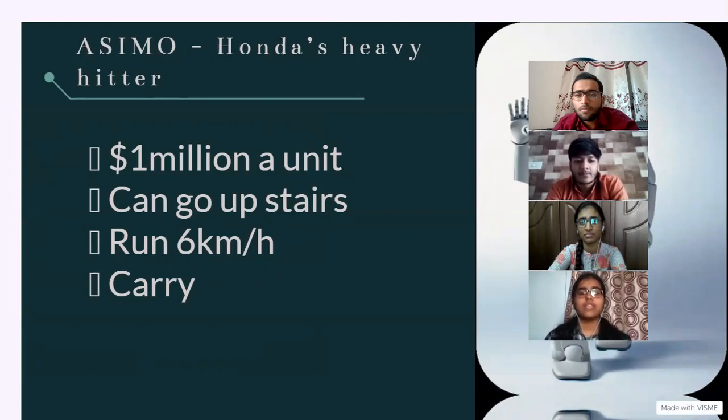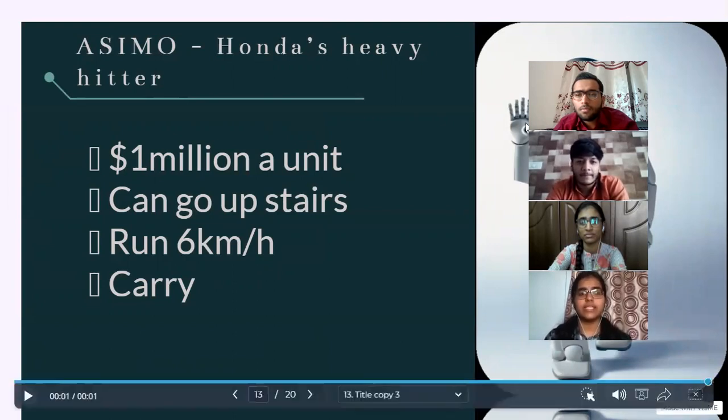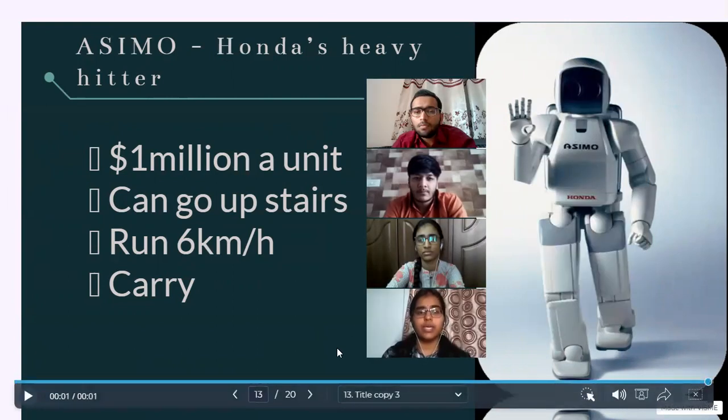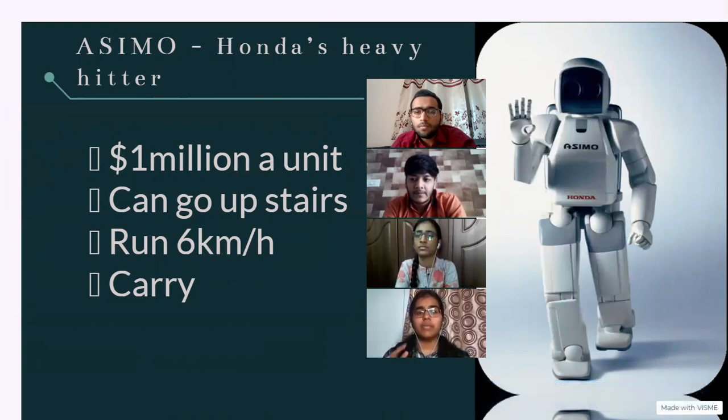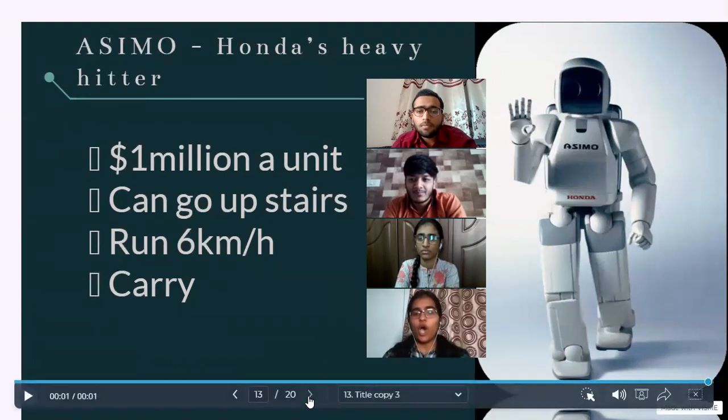So here is one example of a humanoid robot, Asimo, the Honda heavy hitter. It can go upstairs, run 6 kilometers per hour, and it can carry things. So Asimo is nothing but the Advanced Step in Innovative Mobility, a humanoid robot created by Honda in 2000. It is currently displayed in a museum in Tokyo, Japan.